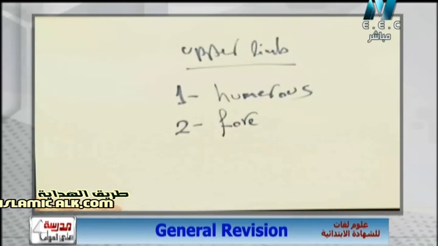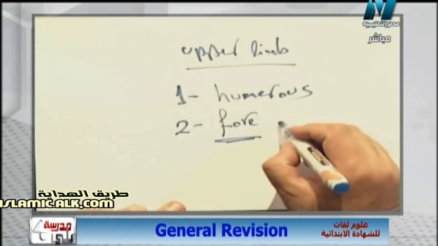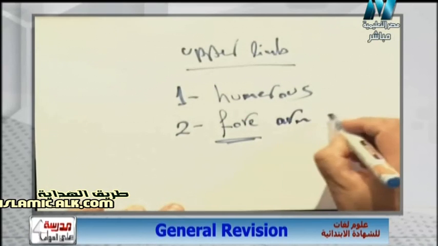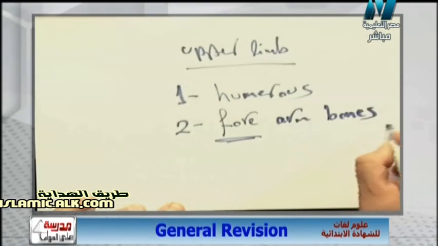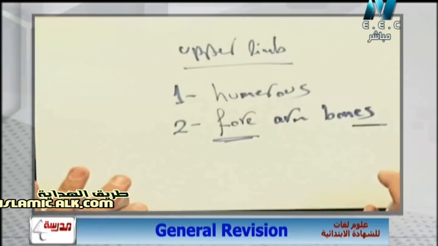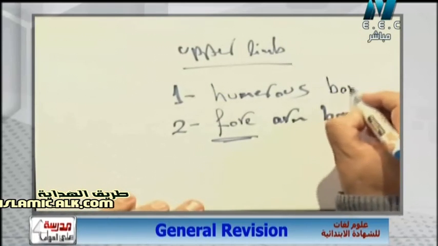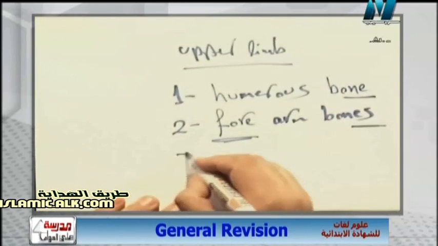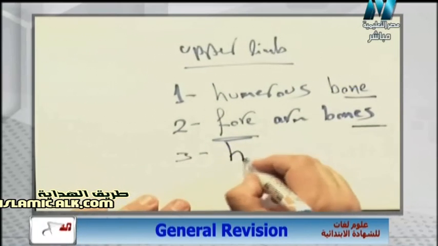Please note the spelling here. ناخد بالنا من السبيلنج كويس قوي. Fore, F-O-R-E, fore arm bones برضو هنا لأنهم عظمتين مش عظمة واحدة, لكن humerus هي عظمة واحدة بس, humerus bone only. And at last number three hand bones.